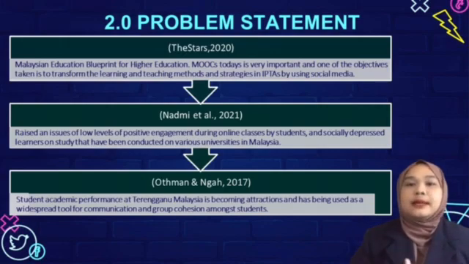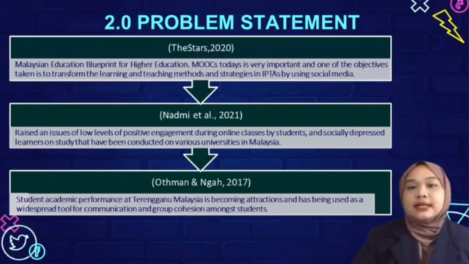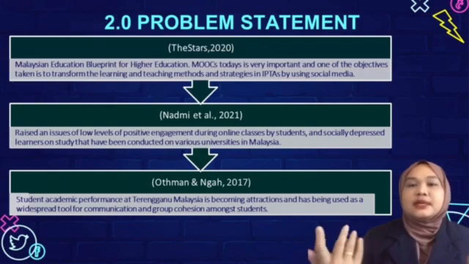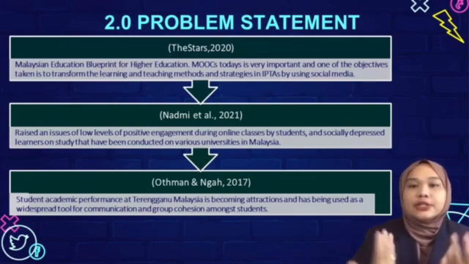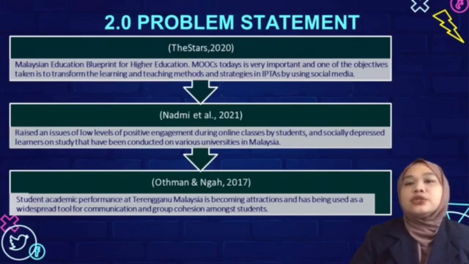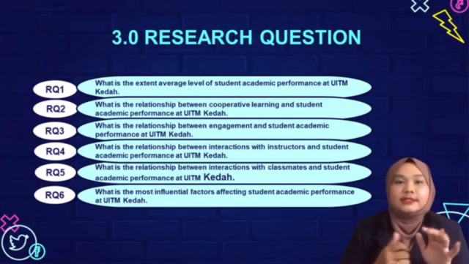The last problem statement is according to Osman and Ngah 2017, in a study on student academic performance at Terengganu, Malaysia. Social media is becoming an attraction and has been used as a widespread tool for communication and group cohesion amongst students. This study's result shows that excessive use of social media has begun to have a significant impact on student life. There are 6 research questions in this research.